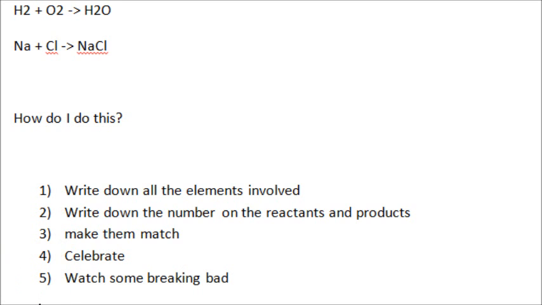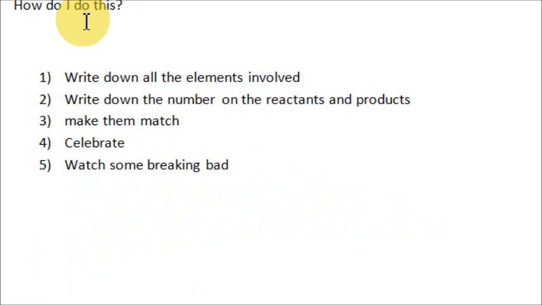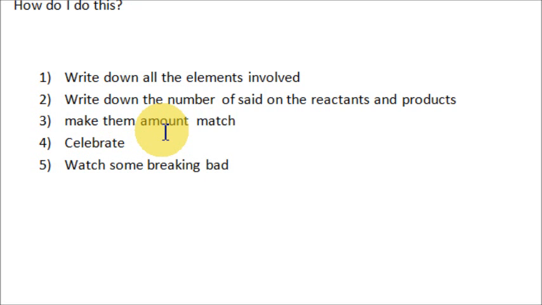Okay, so there are the 5 steps. 1. Write down all the elements involved in the equation. 2. Write down the number of each of said elements on the reactants and product side. 3. Make them match, like make the amount of them match. I'll explain this all in a sec. 4. Celebrate, and 5. Watch some breaking. To that first one I wrote down.